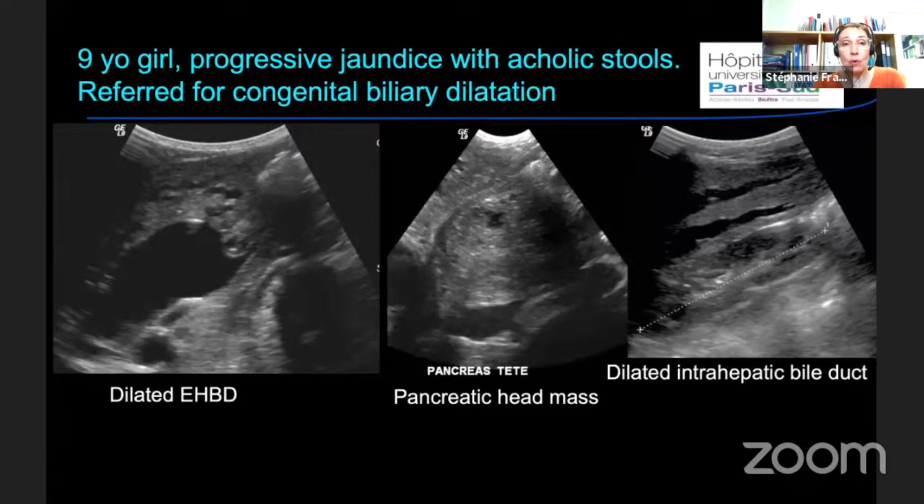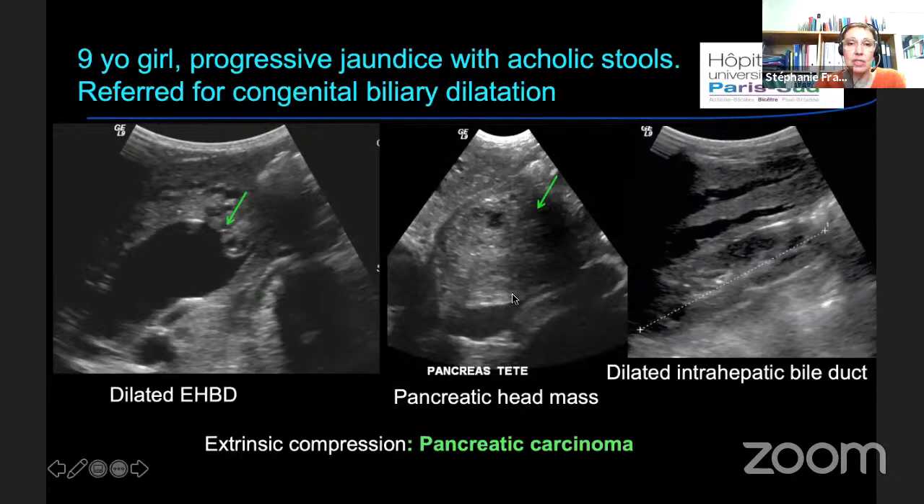Here is a case of a 9-year-old girl with progressive jaundice and acholic stools, and she was referred for a congenital biliary dilatation. There was a very huge dilatation of the extrahepatic bile duct and the intrahepatic bile duct, but you can see here very clearly that it was secondary to an extrinsic compression of the bile duct due to a mass in the pancreatic head. So this was not a congenital biliary dilatation, but a cancer of the pancreas, a very exceptional one. But as you can see on these images, the simple analysis of the ultrasound allows you to make the diagnosis of extrinsic compression by a tumor.